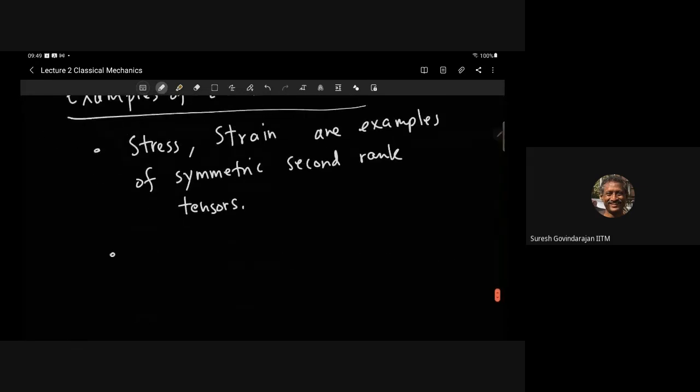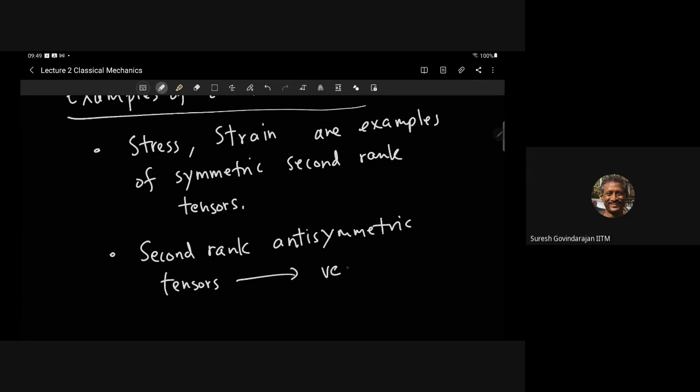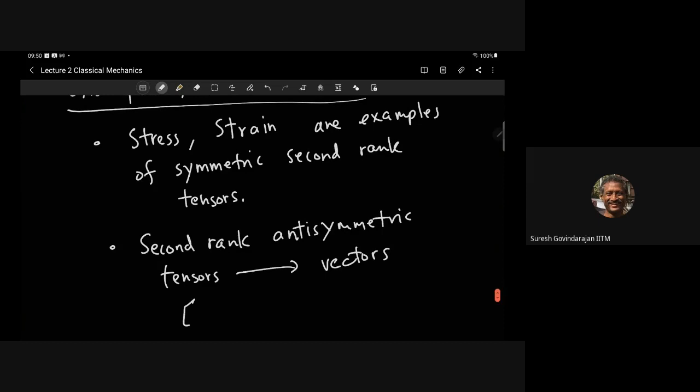That's a remark to make. Second rank antisymmetric tensors are nothing but vectors. Because there are three components, you can also check this. This is very special to 3D. If you go to 4D, that's not true. So one doesn't discuss second rank antisymmetric tensors because you can convert them to vectors and work with them.